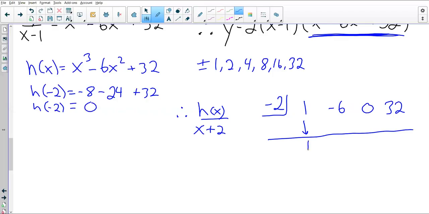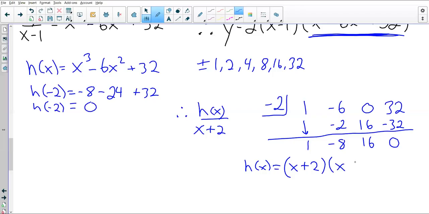So -2 times 1 is -2. Add those together, that gives me -8. -2 times -8 gives me 16. 0 plus 16 is 16. And there we go. -2 times 16 is going to give me -32. Leaves me with a remainder of 0. So that tells me I've rewritten h of x as x plus 2 times x squared minus 8x plus 16.